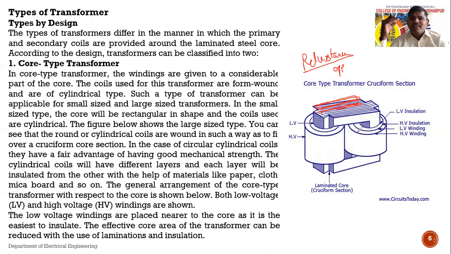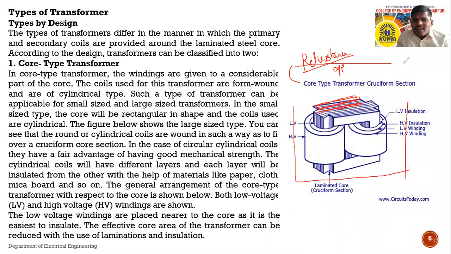There is again some equipment that should be constructed like that. If it is a big transformer, there is a breather. Again, one conservator tank is there above the transformer tank. Suppose this is the transformer tank. Above this transformer tank, another tank is there. This tank is called the conservator tank. What is the purpose of the conservator tank?